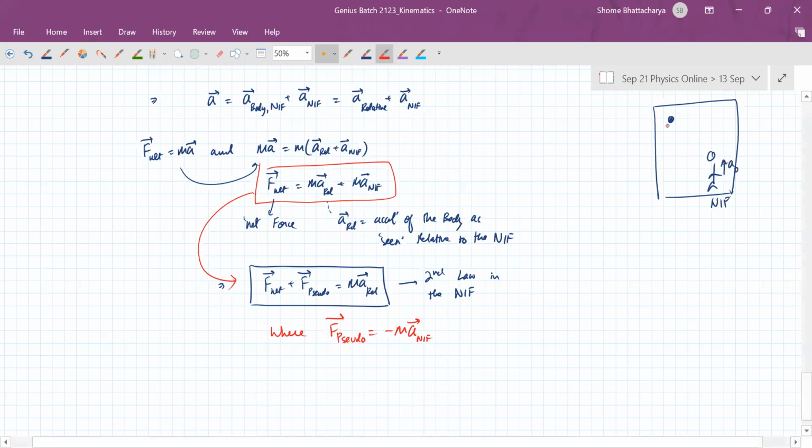there's a combination of mg and pseudo force. So the acceleration that he sees for the bolt with respect to the elevator will be like this, that mg plus m a naught, which is the pseudo force, is equal to mass into that relative acceleration. So the acceleration of the bolt with respect to the elevator is g plus a naught.